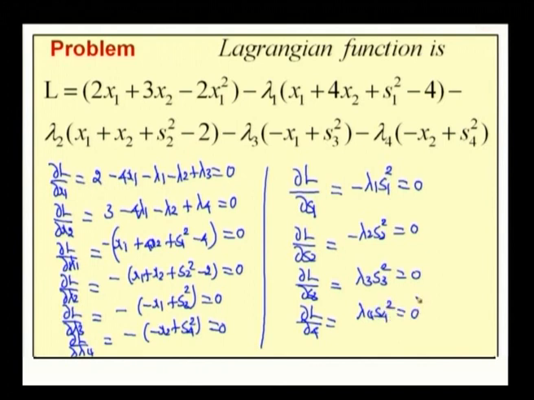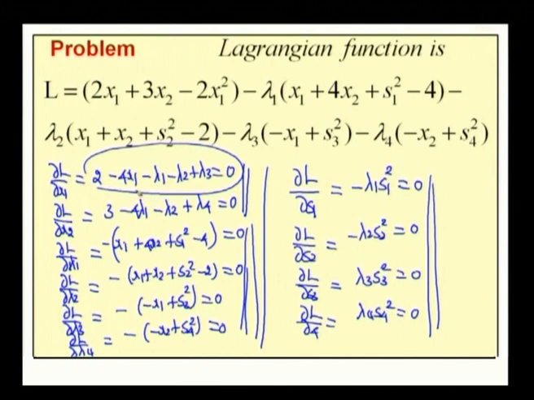Now, from the Lagrangian function, the partial derivative with respect to the decision variables x1, x2 gives us this one. The partial derivative with respect to the Lagrangian multipliers gives us these 4 equations. Then with respect to the slack variables s1, s2, s3, s4, we are getting these equations. Now, we can rewrite this equation as 4x1 plus lambda 1 plus lambda 2 minus lambda 3 equal to 2, and this equation as 4 lambda 1 plus lambda 2 minus lambda 4 equal to 3.